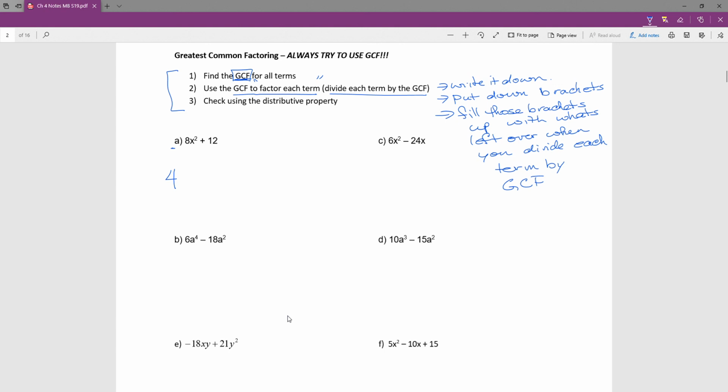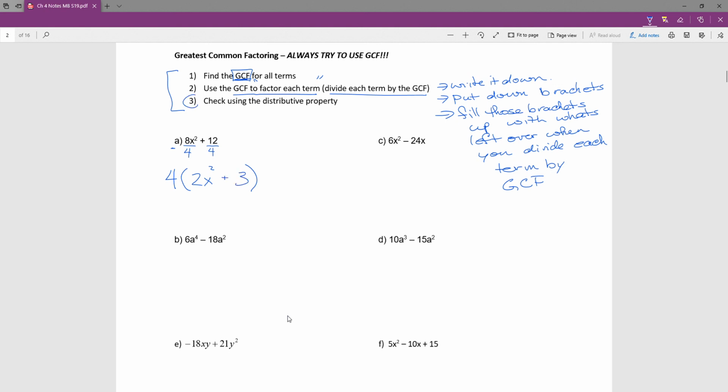So I found the greatest common factor for all terms. I've written it down. I'm going to put down brackets, and I'm going to fill those brackets up with what's left over when I divide each term by that greatest common factor. So this first term gets divided by 4, and this next term gets divided by 4. Dividing a monomial by a monomial, the first term would give me a 2x squared. The 8 divided by 4 is 2, and the x squared is just left on the top. The second term, when I divide by 4, I get a 3.